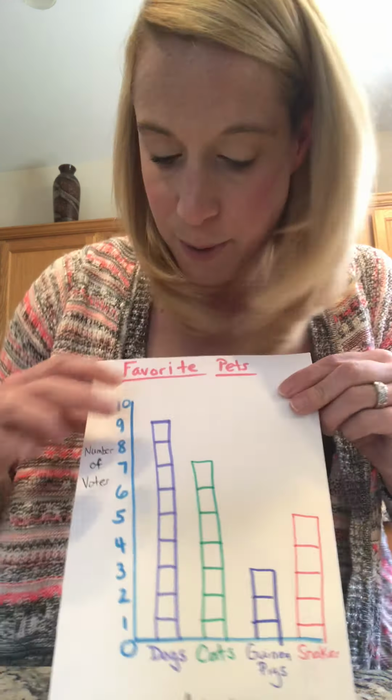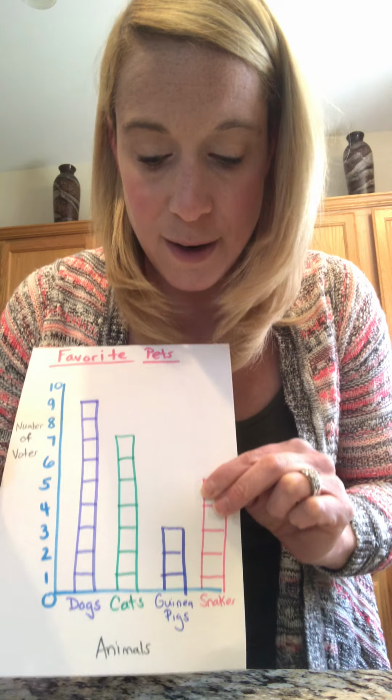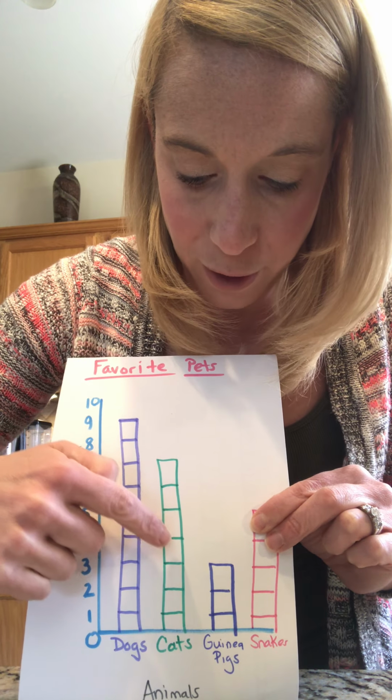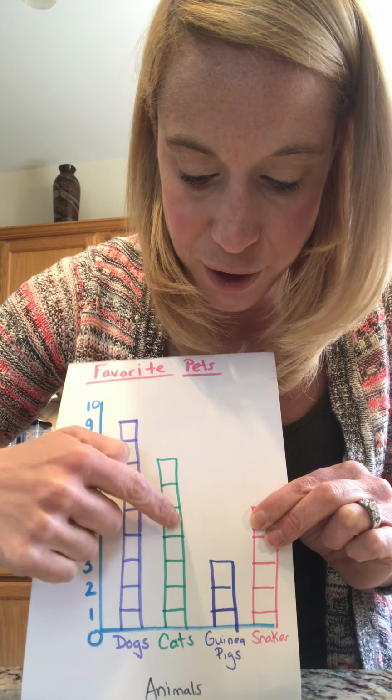Let's do another how many more question. How many more voted for cats than guinea pigs? Okay, so look at, we have 3 for cats, and we said 7 for guinea pigs. If you do 7 minus 3, you get to the 4. Or you could look up here and go 1, 2, 3, 4.